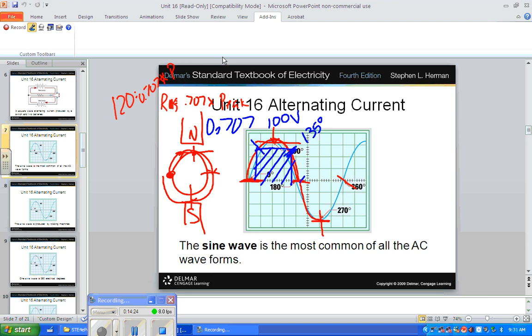Right? So let's just take a point at 30 degrees, and we know that the peak is, let's call it 170 volts. We're going to check the voltage at 30 degrees. What would that be? Sine of 30 times 170 would give us what?